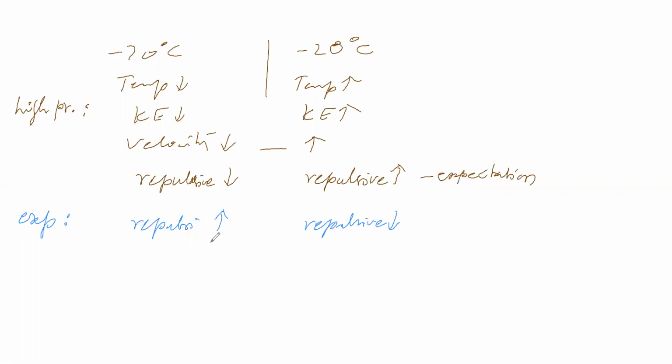The experimental fact says that the repulsive force magnitude is more here when compared to there. This is why: at lower temperature, the distance between molecules will be low. At higher temperature, the distance between molecules will be high. Therefore here the repulsive magnitude is high, and here the repulsive magnitude is low. Like this we have to explain.